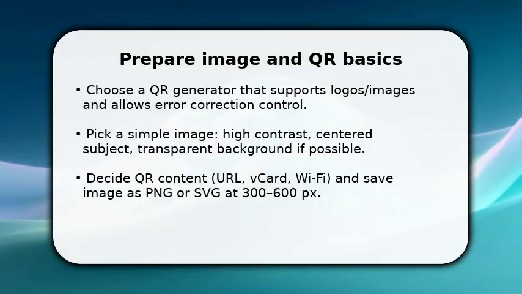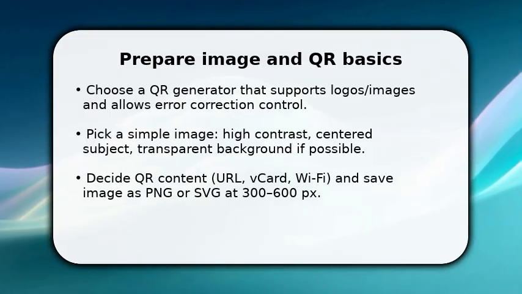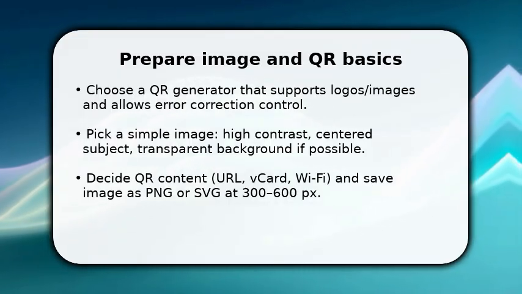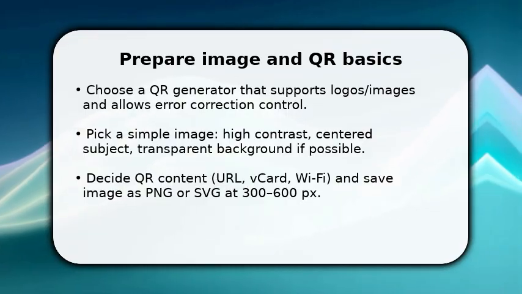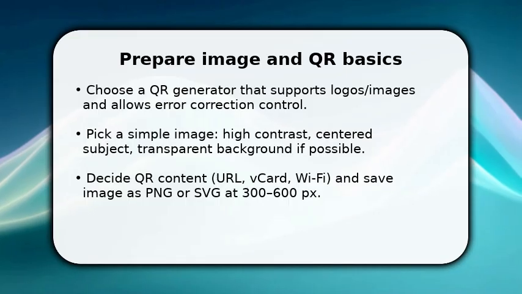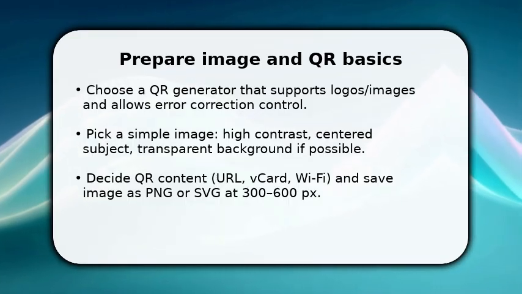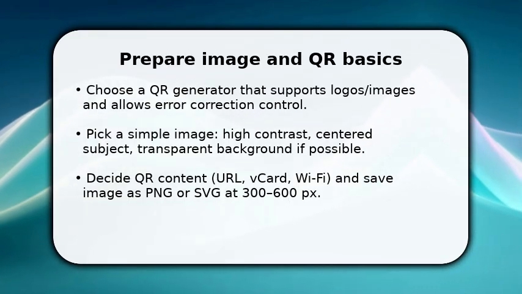You start by prepping both content and image. Pick a QR generator that supports images and lets you change error correction. This matters. Prepare a high-contrast PNG or SVG, crop to a simple centered subject, and export at 300-600 pixels.